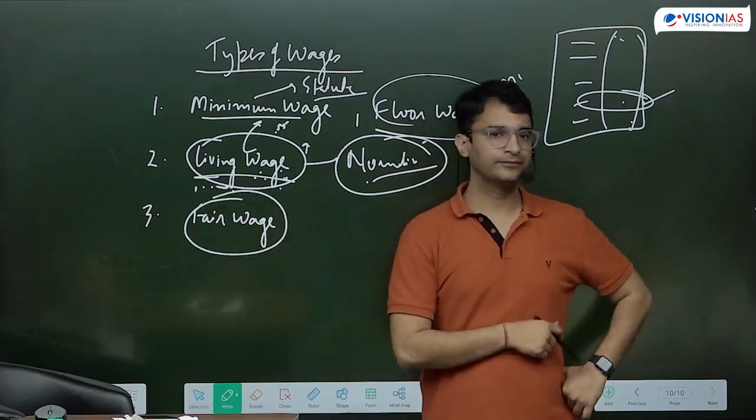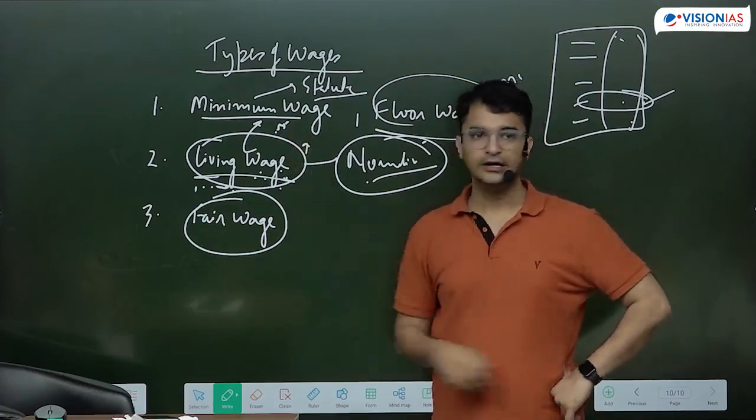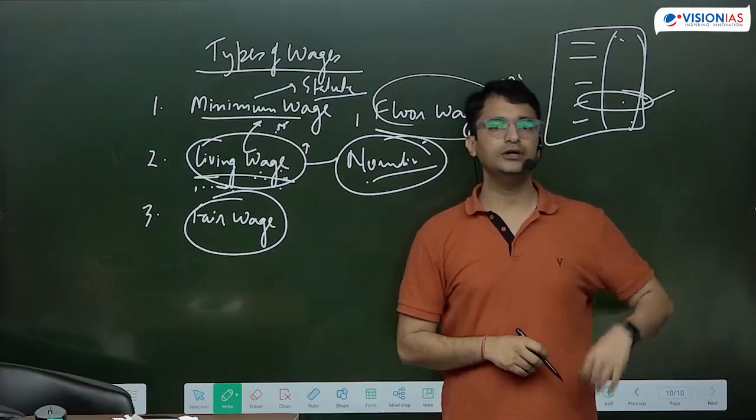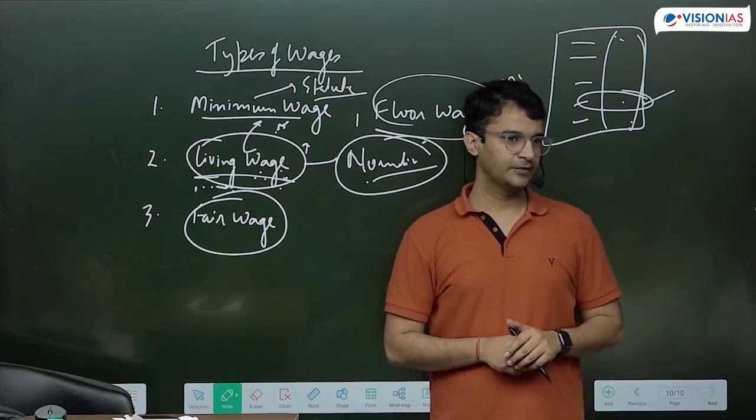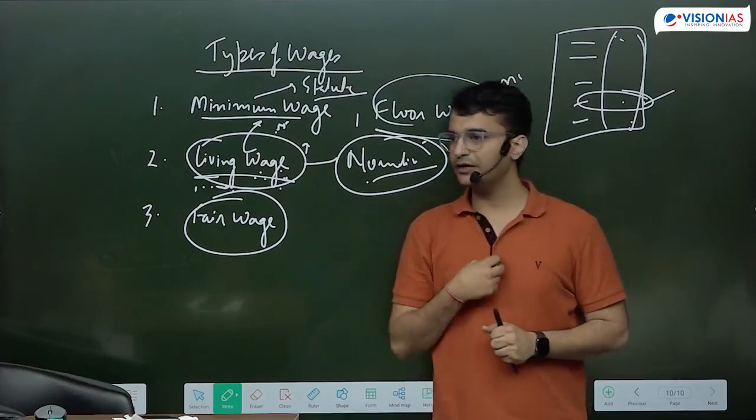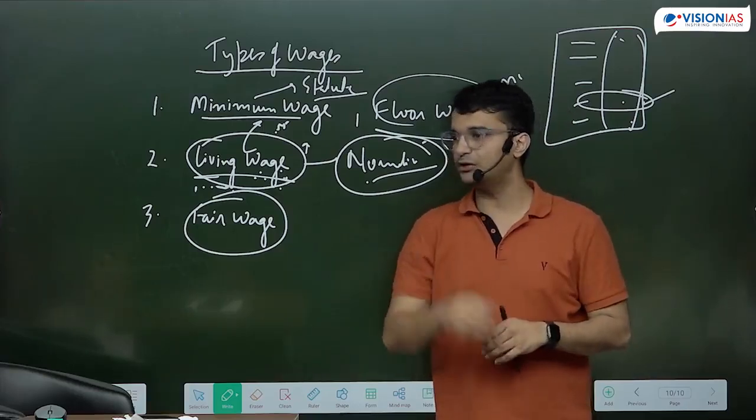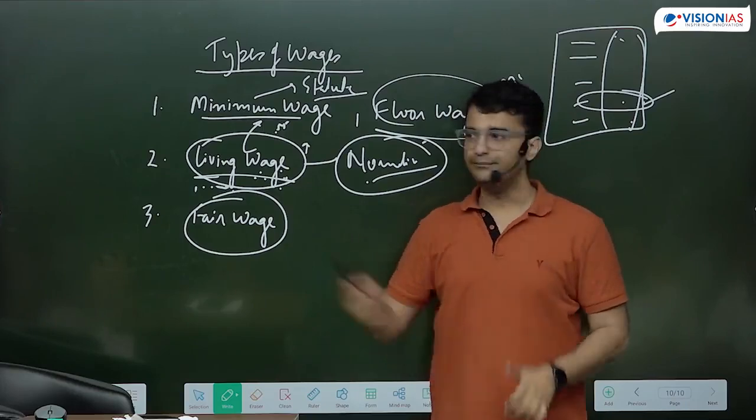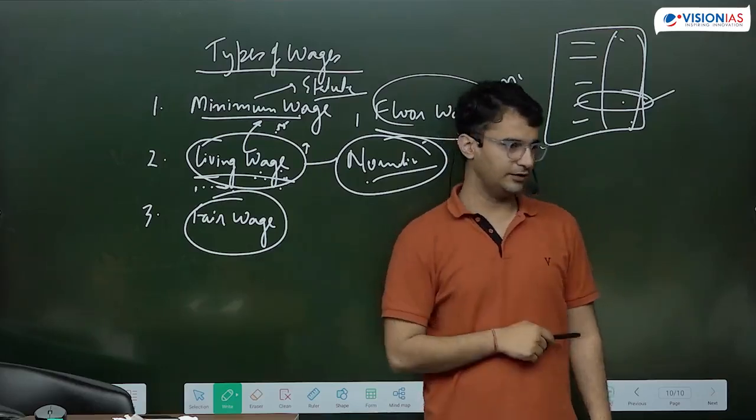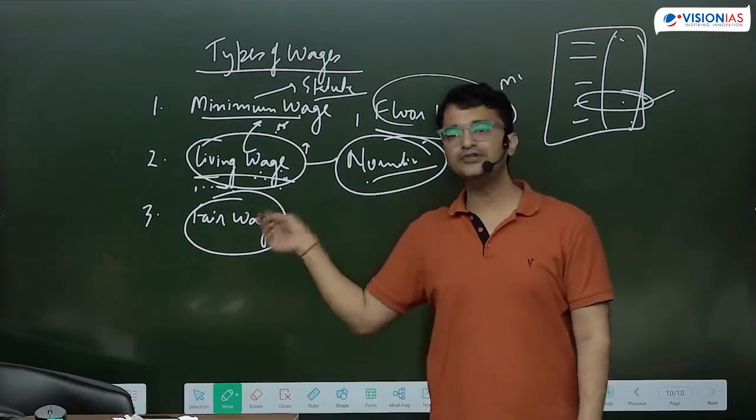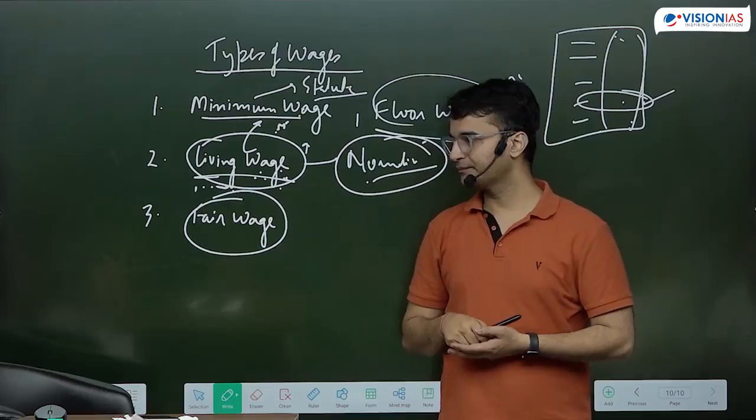Fair wage. A minimum wage might be too low to be acceptable to a worker. When as a worker you approach an employer, you are not asking for minimum wages, you want some living wage. You have some idea in your mind कि मेरे को कम से कम इतना चाहिए. A minimum wage might be too low to be acceptable to a worker. A living wage might be too high to be affordable to the employer.